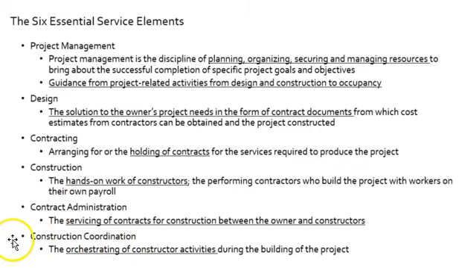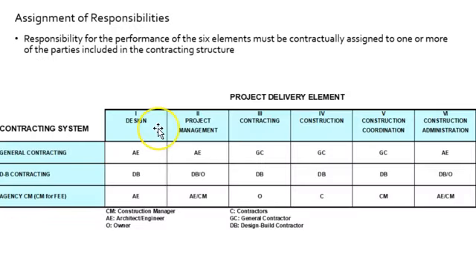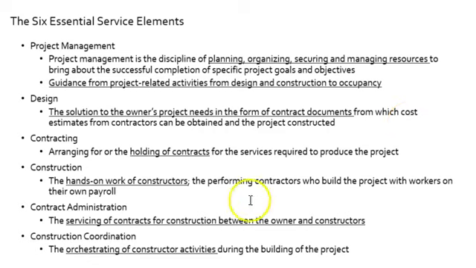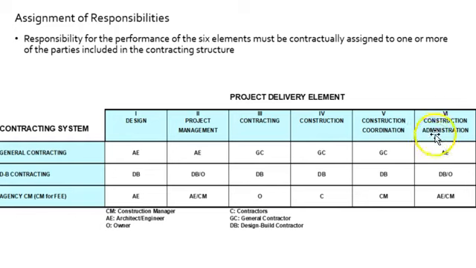All right, so now we're going to move on. And here is the same 6 responsibilities across the top here on the x-axis. So design, PM, contracting, construction coordination, and construction administration. Here they just flip-flop those two. Here we had administration above coordination. Regardless, not important. So there are the service elements, and here are the 3 delivery systems that we looked at.